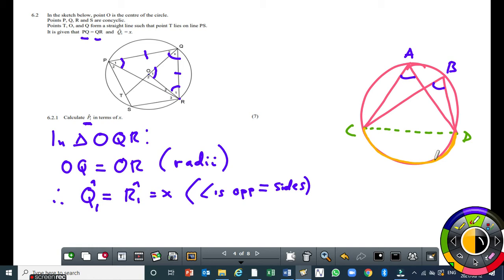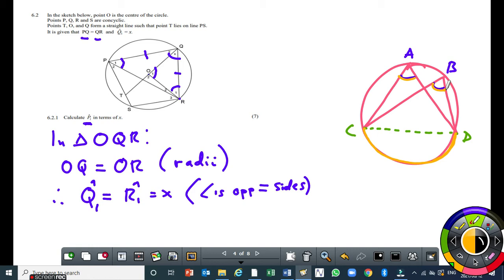The same chord subtends what? Two angles. If you use it, which reason? Subtend. You write it down. Okay, look here. These two angles are equal because they are subtended by the same chord. They are subtended by the same chord at the circumference.